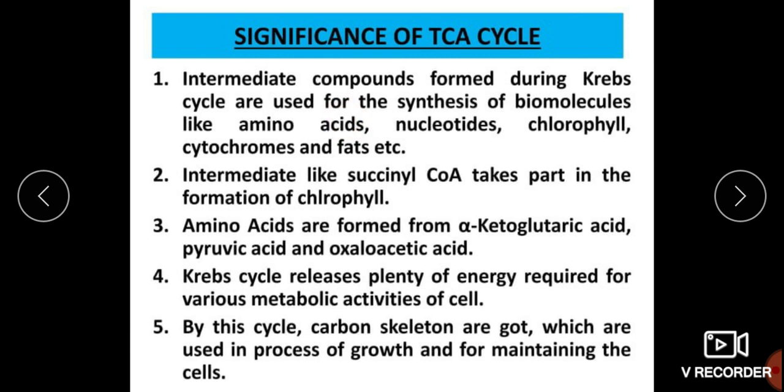The succinyl coenzyme A or succinic acid, these two intermediates form the heme group of chlorophyll. Intermediates like succinyl coenzyme A take part in the formation of chlorophyll. The amino acids are formed from alpha ketoglutaric acid, pyruvic acid and oxaloacetic acid. The Krebs cycle releases plenty of energy required for various metabolic activities of a cell. By this cycle, carbon skeletons are obtained, which are used in the process of growth and for maintaining the cells.